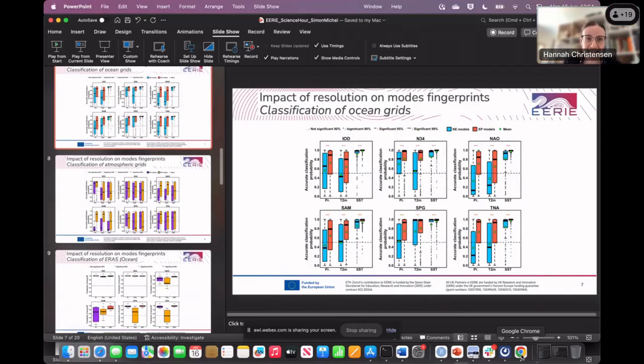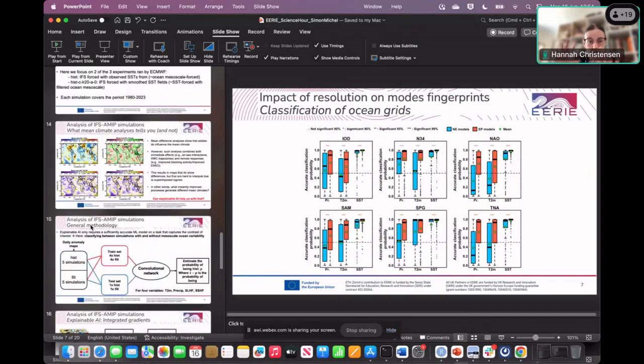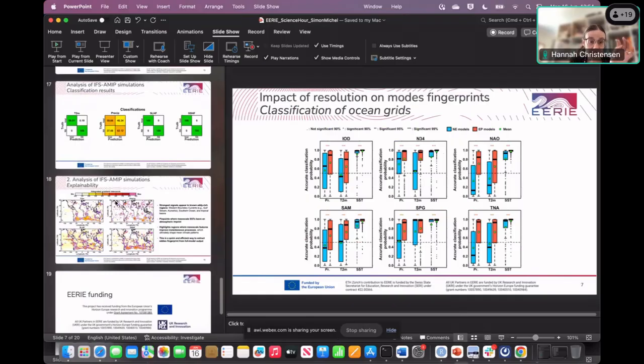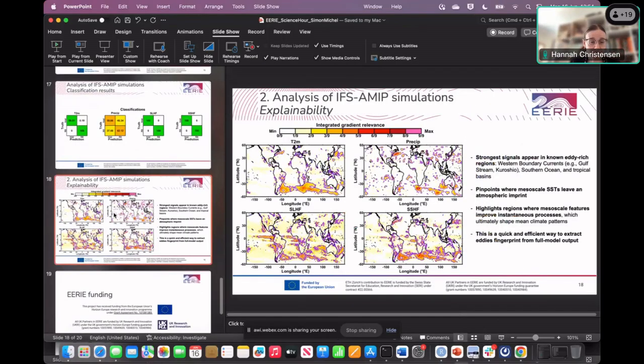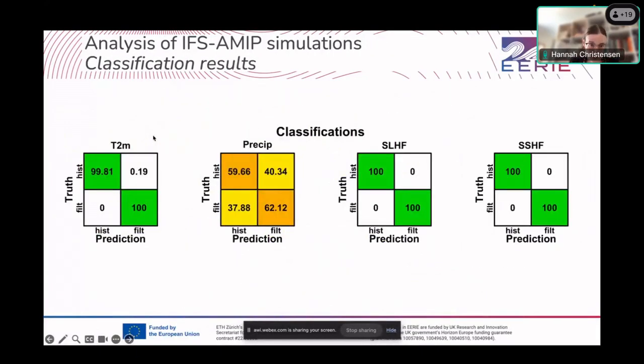Yeah, I have one I can ask. With the precipitation results, late in the second half of your talk, you showed quite some confusion of the network here. Yeah, so it was less good at telling which cases were filtered and which were using true SSTs.